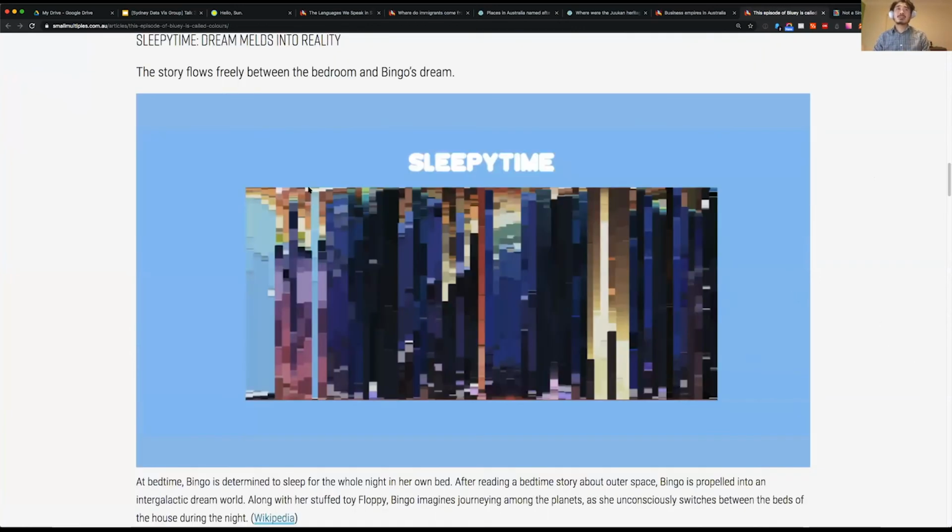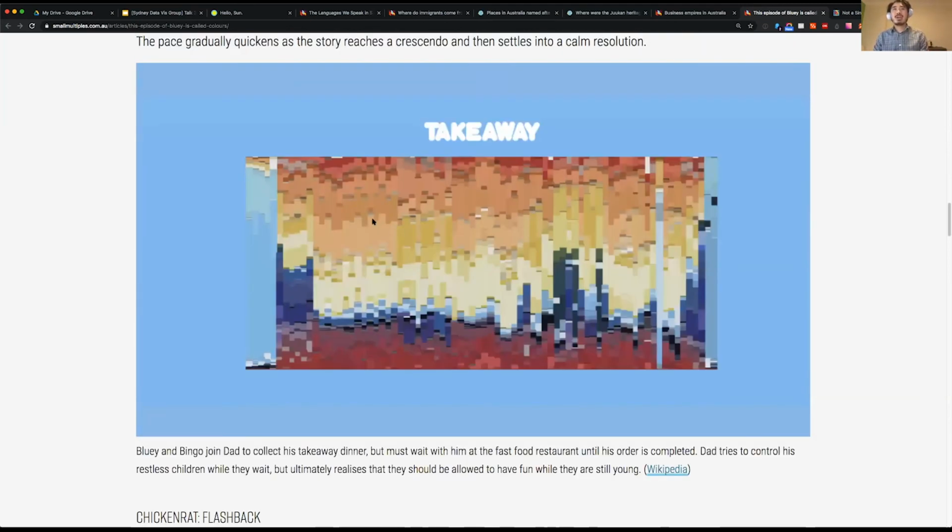So The Creek is about nature. They go out to a creek. You can see a lot of green, a lot of rainforest, a lot of water. Sleepytime happens at night, so the color scheme is lots of rooms with the lights off, and the dreams in space. Takeaway is almost a single shot. It happens in front of a restaurant. The camera doesn't move much. The color palette for each frame is quite consistent throughout the whole episode.